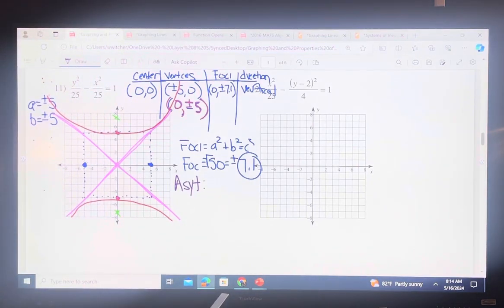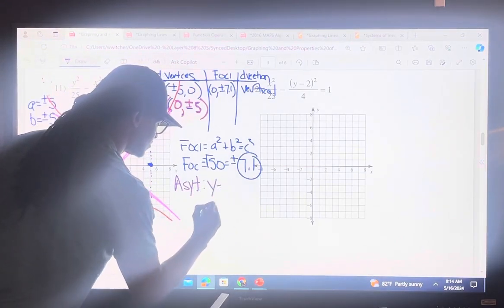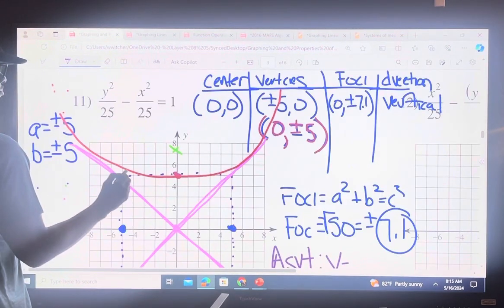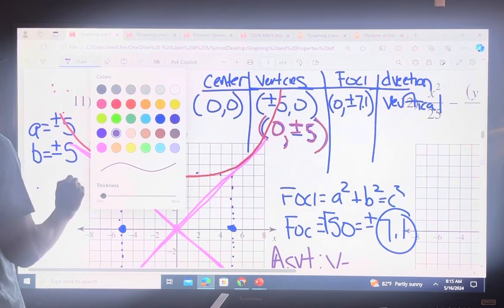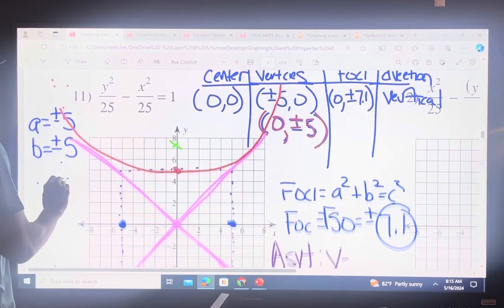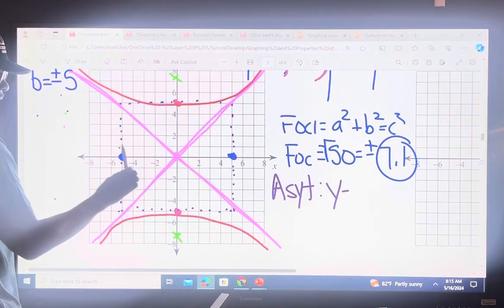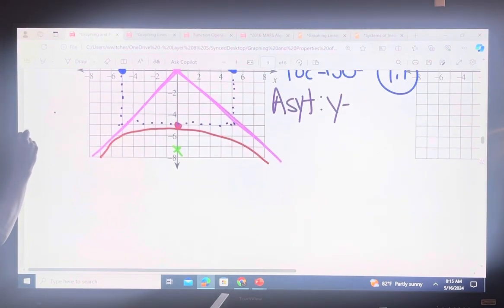Now, remember the formula of the asymptotes. Remember, it's Y minus H, Y minus A? Well, let me make this bigger. We're not supposed to add the focus to the major. Remember, foci is vertical. Foci goes with the major side.